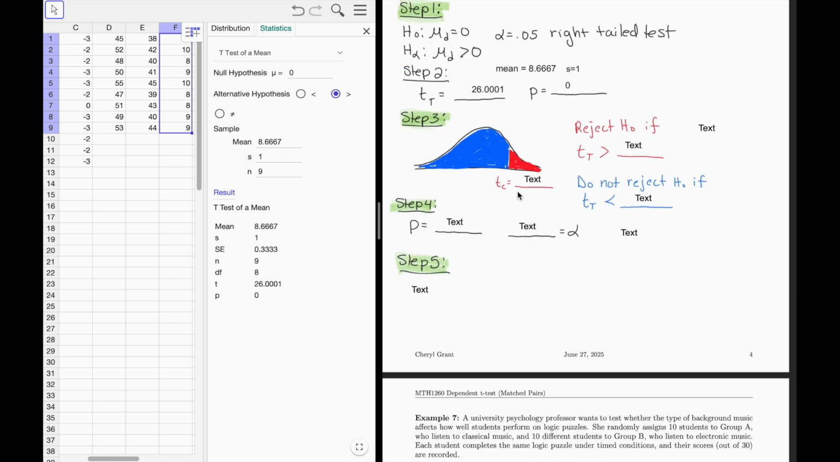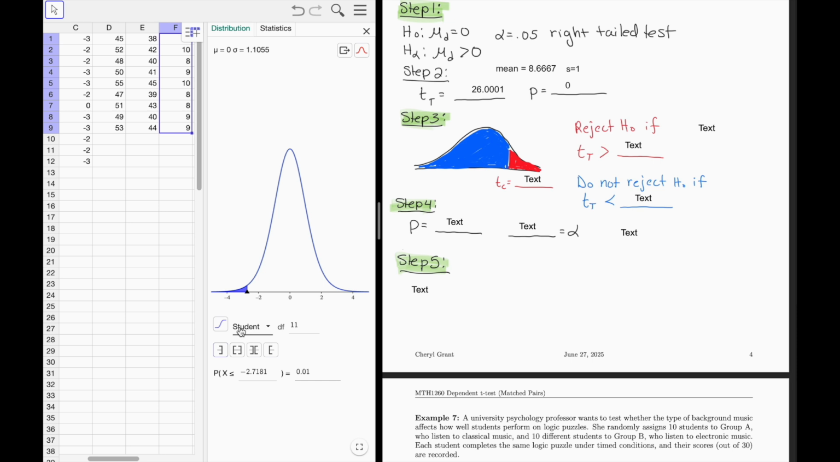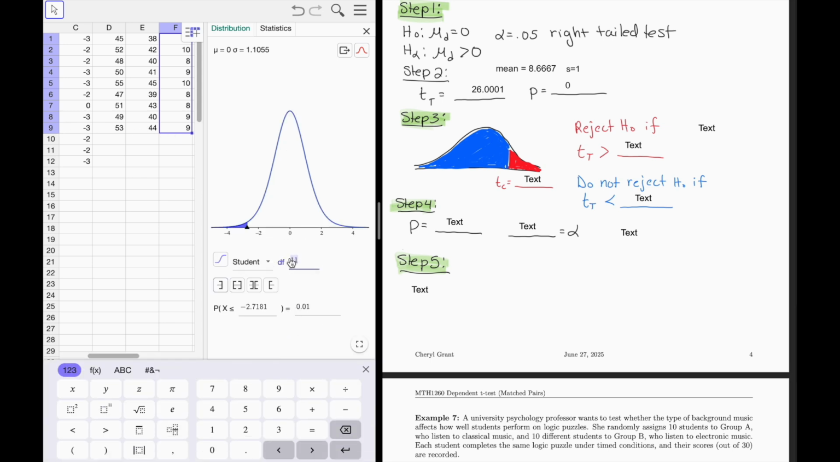So now we need to find our critical value. So we're going to go back to the distribution tab. We're already on the student distribution. And our degrees of freedom is the number of data values. So that's the number of differences we have, which is 9, minus 1. So my degrees of freedom is going to be 8.